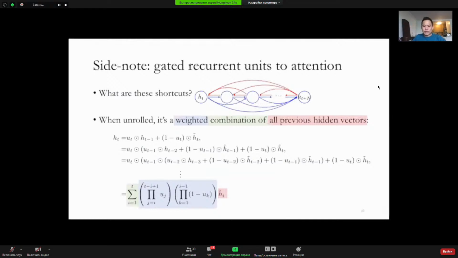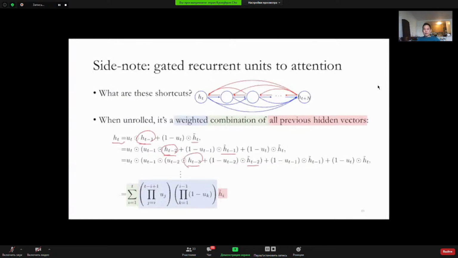Now let's try to rewrite this gated recurrent unit by unrolling the whole computation. So if I wanted to compute h_t, it's going to be a convex sum between h_{t-1} and h̃_t, that is a new value. Now I can rewrite h_{t-1} as a convex sum between h_{t-2} and the new value h̃_{t-1}. Now I can rewrite h_{t-2} as a convex sum of h_{t-3} and then h̃_{t-2}. And then I can do that for h_{t-3} as well, and then go on.